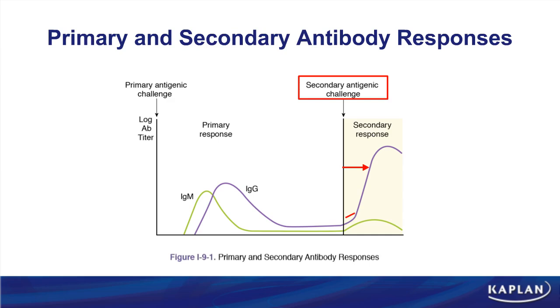But you can also see that there are some levels of IgM, again, probably to different epitopes on that antigen that weren't recognized the first time. So this is a really important graph. It's going to set us up really nice for serology.